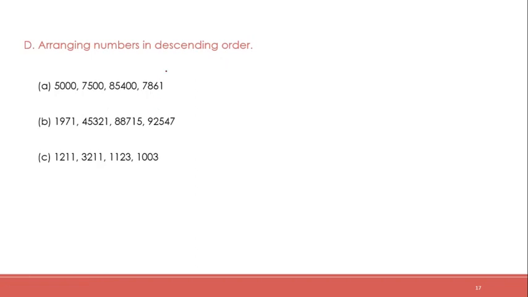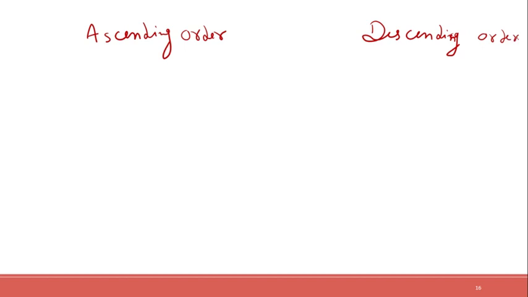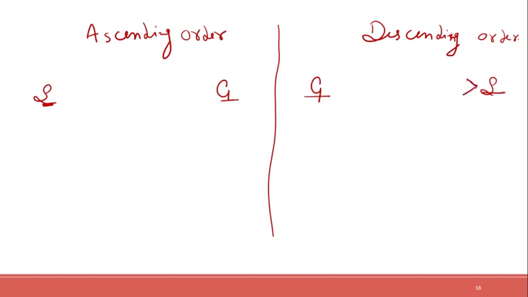Now here it is descending order. In descending order, let me write it here. In ascending order, we write the smallest number first and then the greater ones. The smallest number first and the greatest number at the last. But in descending, we'll write the greatest number first and the smallest number last. That means the pointer will be towards the smallest number, like this. This is smaller than a number which is greater than this.